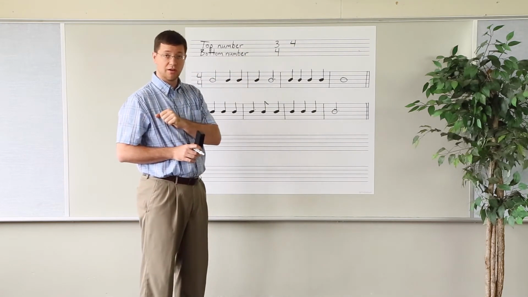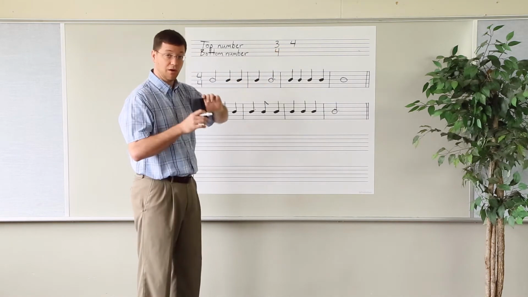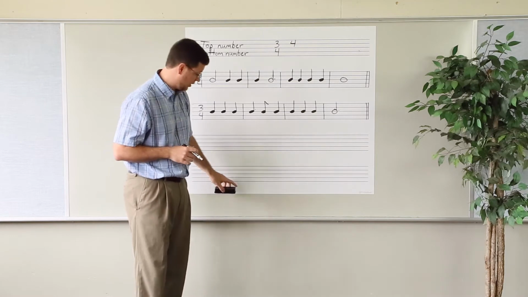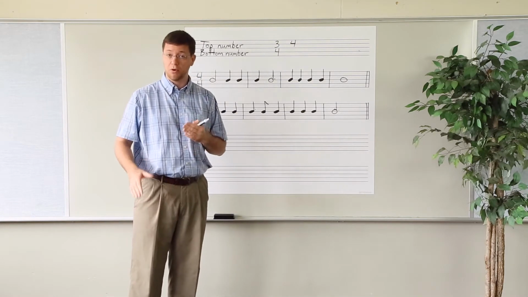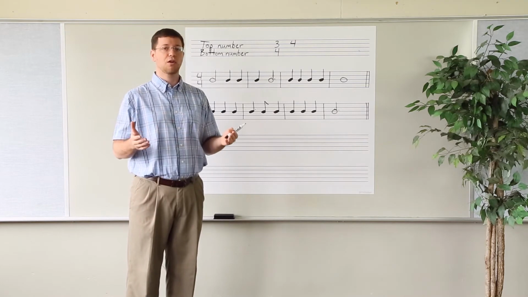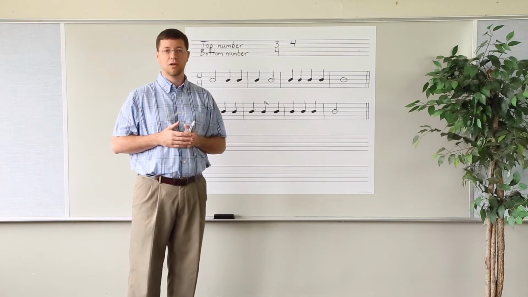Let's sing two songs that have 3 or 4 as the top number, and let's see if you can figure out which one is which. First of all, let's sing Jesus Loves Me, and let's have you tap the pulse and sing along. See if you can figure out the pattern of strong beats and weak beats. Here we go.